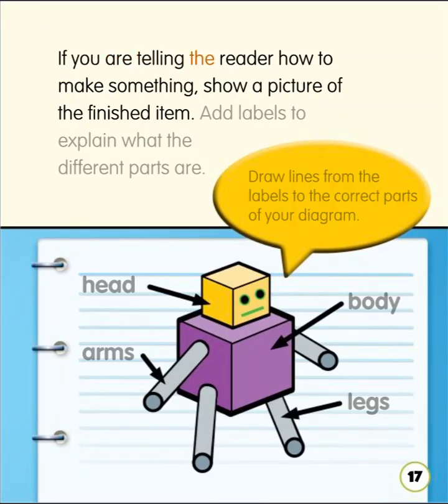If you are telling the reader how to make something, show a picture of the finished item. Add labels to explain what the different parts are. Draw lines from the labels to the correct parts of your diagram.